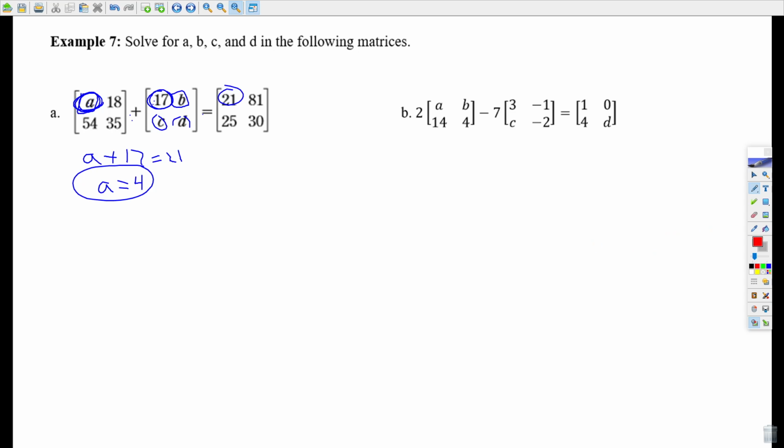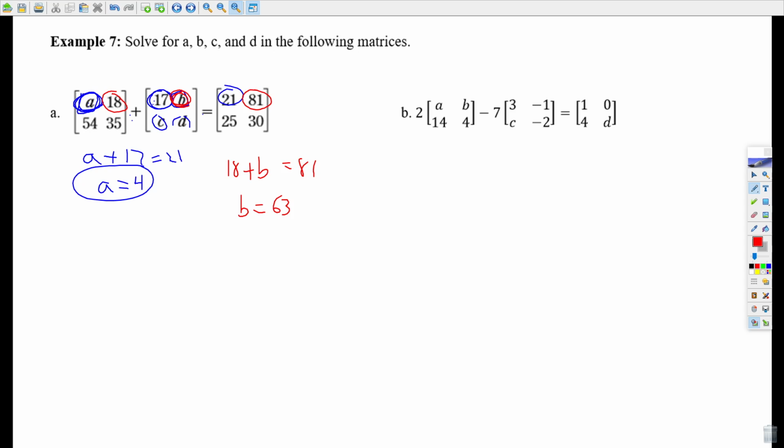So the next one we would do, B, that matches up with, first row, second column, 18 and 81. So we would say 18 plus B, some number, equals 81. So go ahead and figure out what that one is. 63. Minus 18 on both sides.